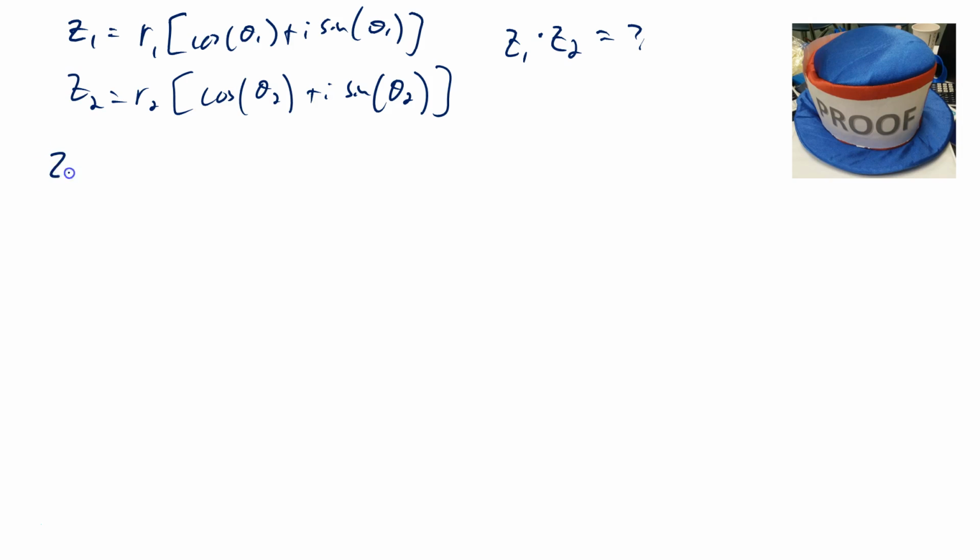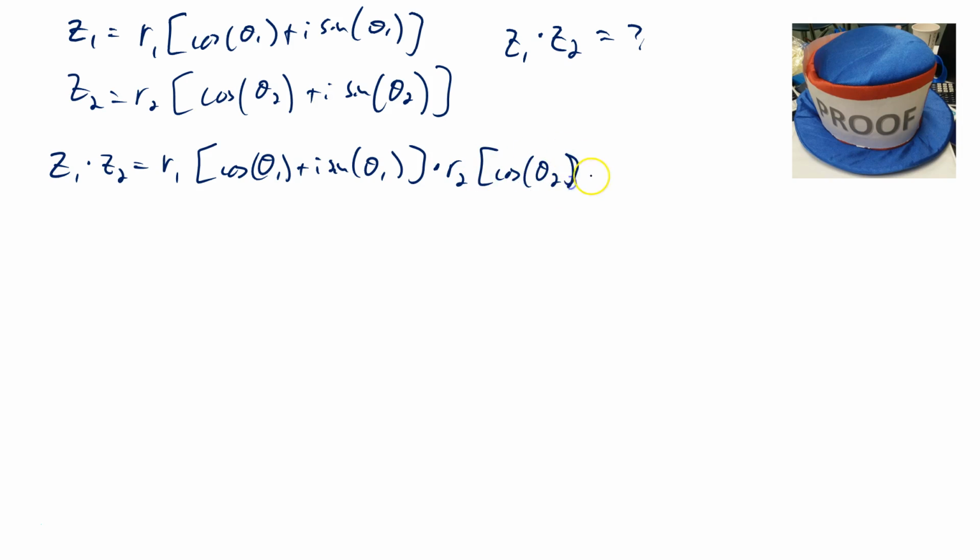So let's do it. z1 times z2. Well, if we multiply these together, I'll have r1 times cosine theta 1 plus i sine theta 1, times r2 times cosine theta 2 plus i sine theta 2. So this is our representation of our two complex numbers. Now we'll bring those r's to the front, so we've got r1 r2. And now we're going to have to FOIL the rest of it. So cosine theta 1 cosine theta 2, and drop the parentheses here.